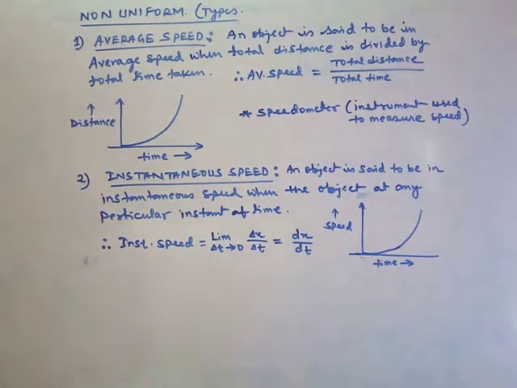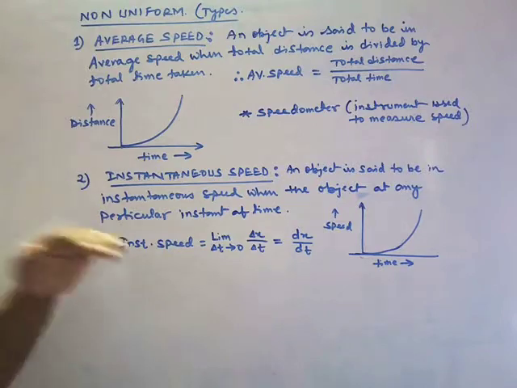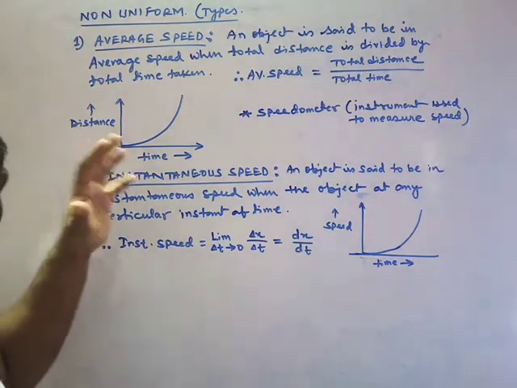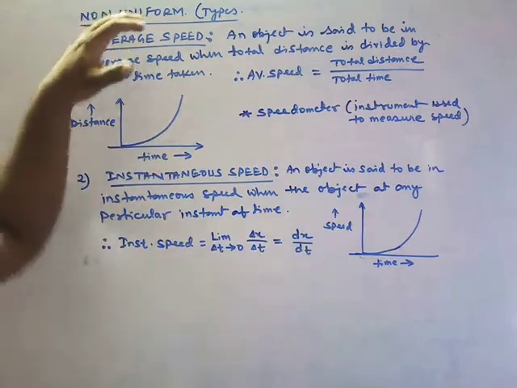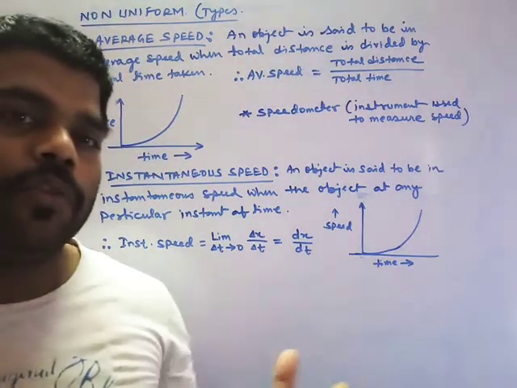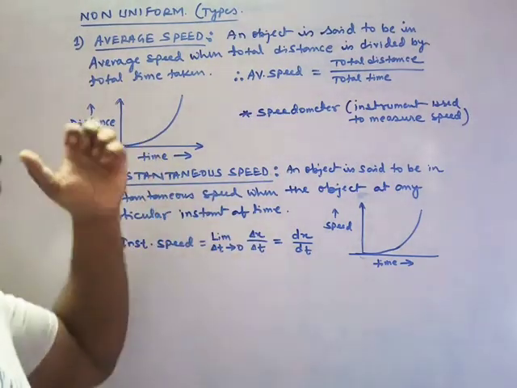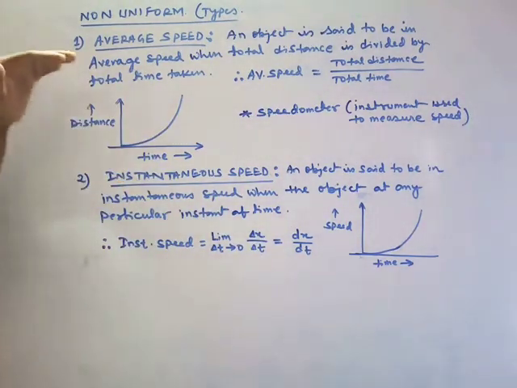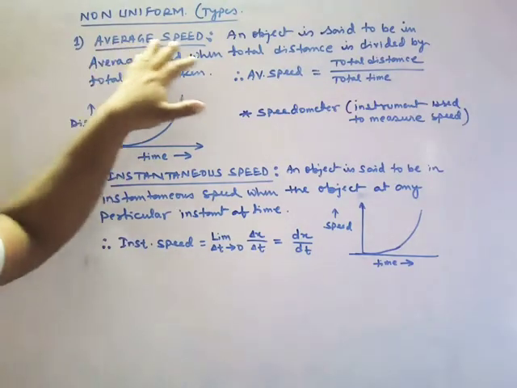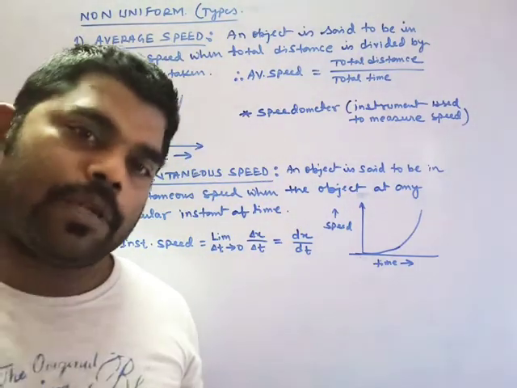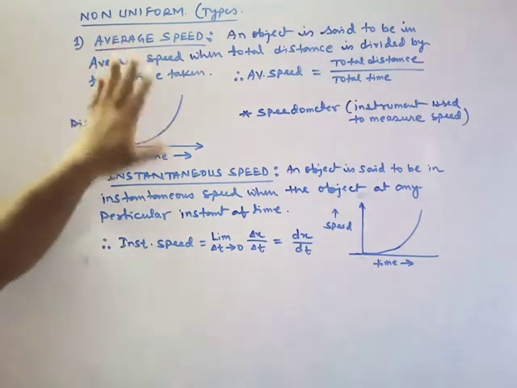So now you can see this is the topic of non-uniform motion. Let me say it is the non-uniform types. Non-uniform, whatever we have discussed, means the graph we are getting is a hyperbola. And it is of two types: average speed and instantaneous speed. One is average, another is instantaneous.